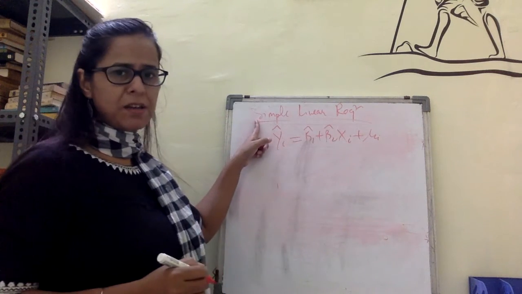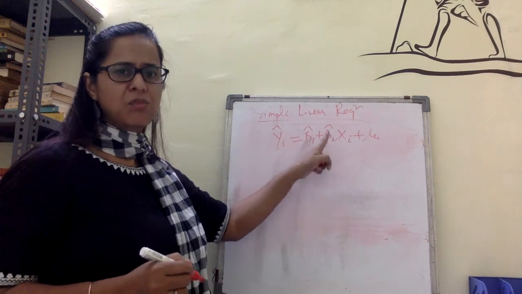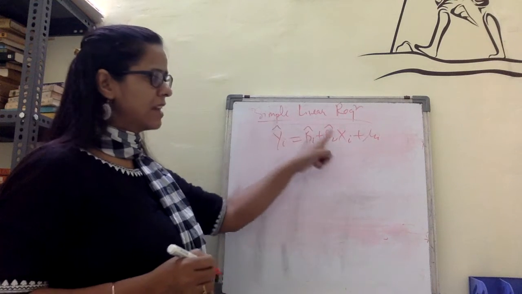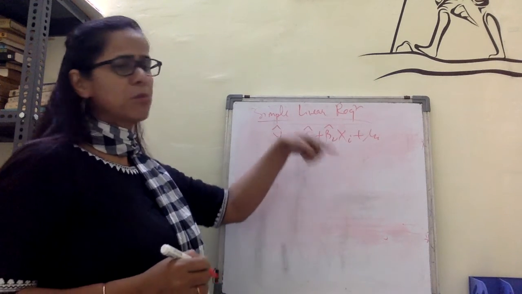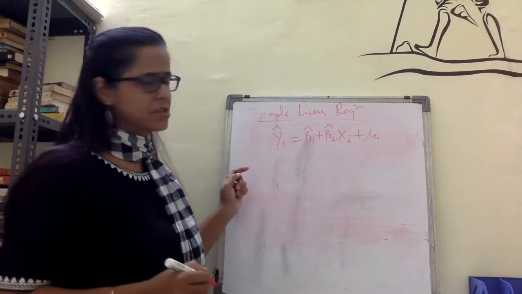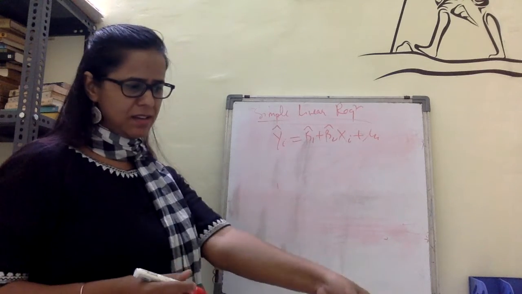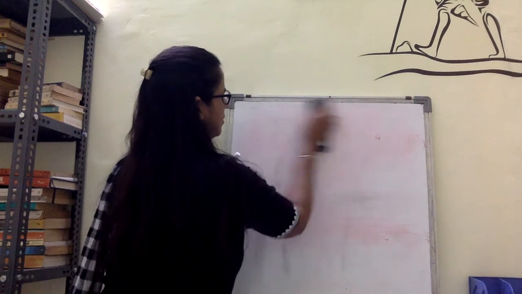What is the meaning of simple? Simple means that when there is only one independent variable, it is known as simple linear regression, and when the number of independent variables is 2 or more than 2, it is known as multiple regression. The concept of linear I'll explain in the assumptions part. So now I'll come to the assumptions part.